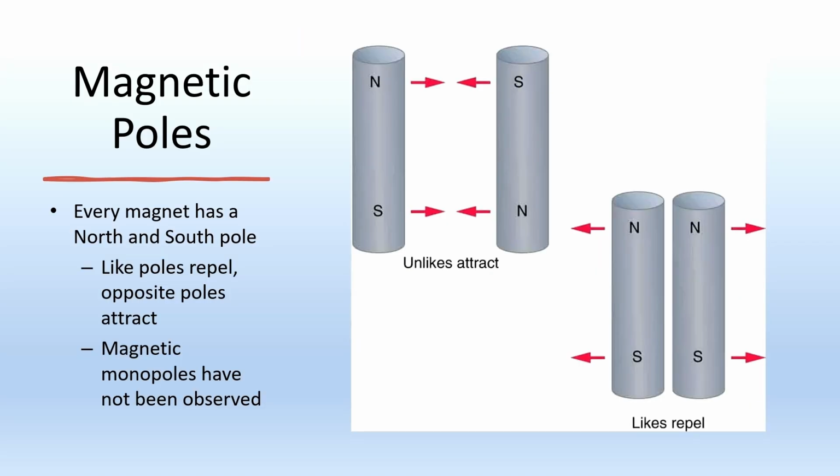Every magnet has two poles, called north and south. Like poles repel each other, while opposite poles attract. No matter how small a magnet is cut, both poles always remain. Isolated magnetic poles, called monopoles, have never been observed.